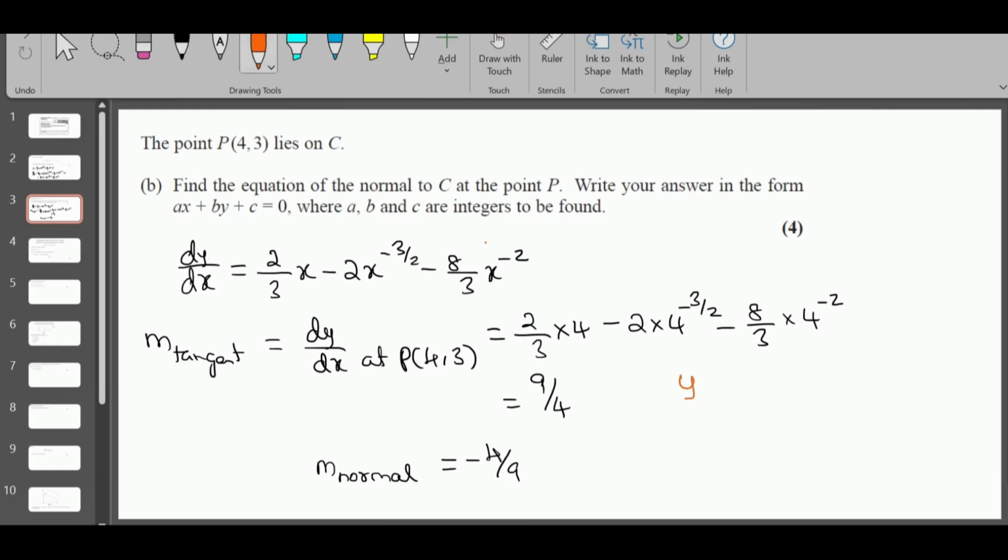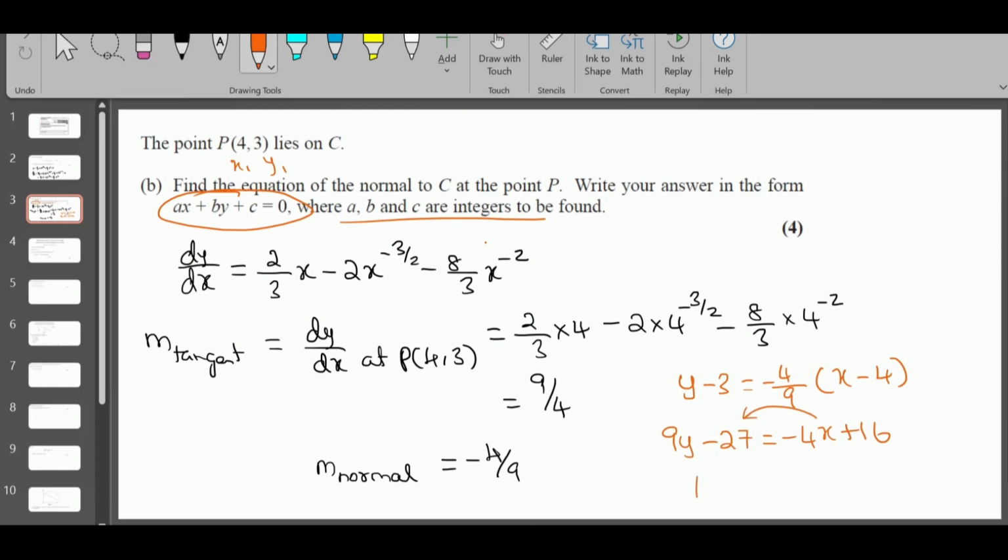y minus y1 is equal to slope times x minus x1. This point is x1, y1. They want the answer in this format without fractions, a, b, c as integers. So multiply through by 9, you'd get 9y minus 27 is equal to minus 4x plus 16. Move everything to this side, you'll get 4x plus 9y minus 43 is equal to 0. That's all. Just a 4-mark question.